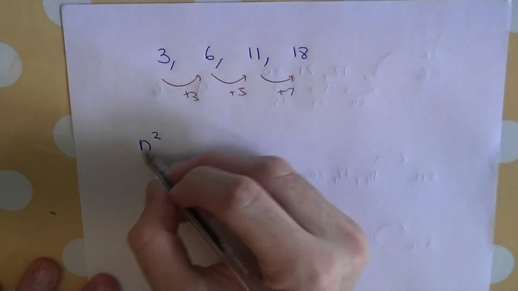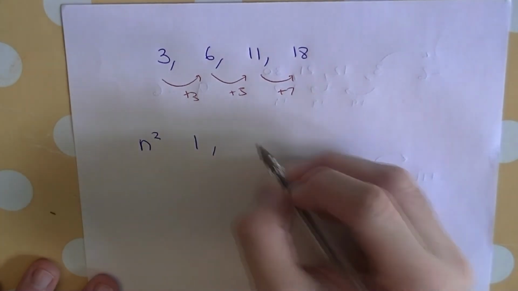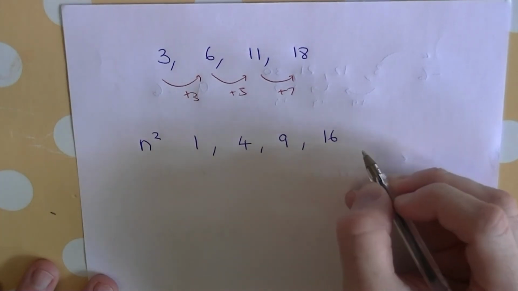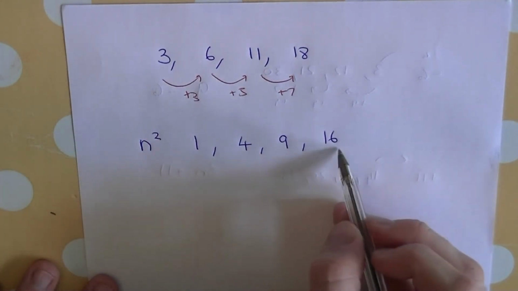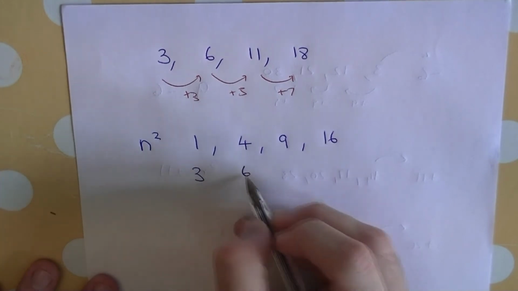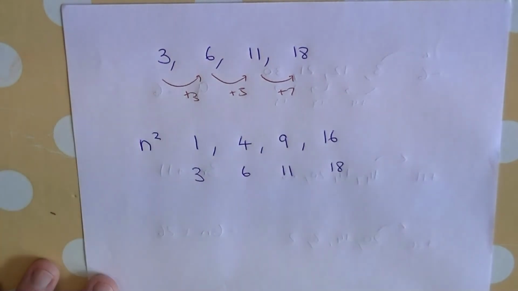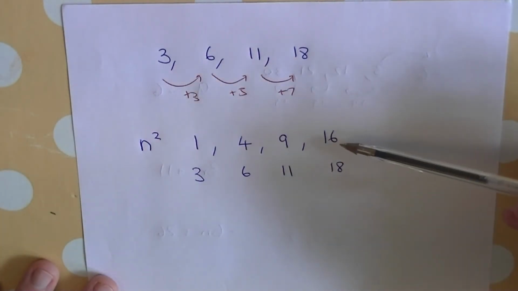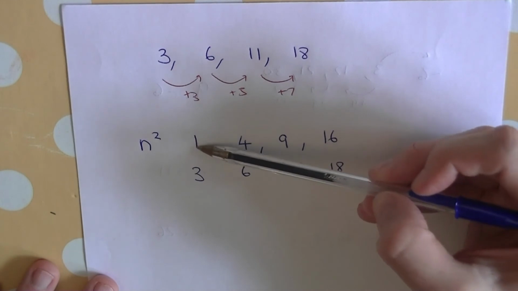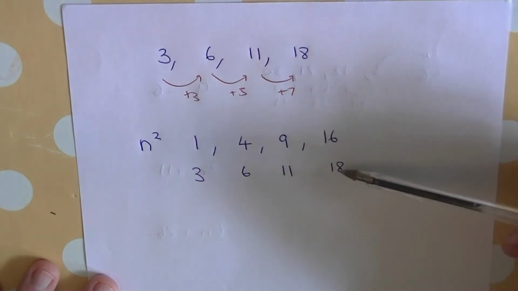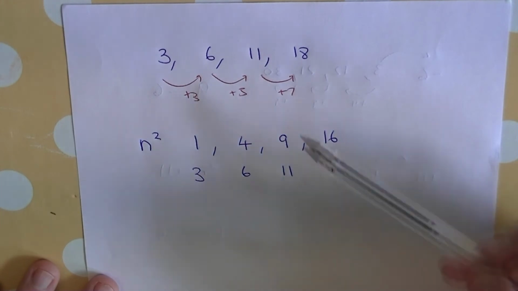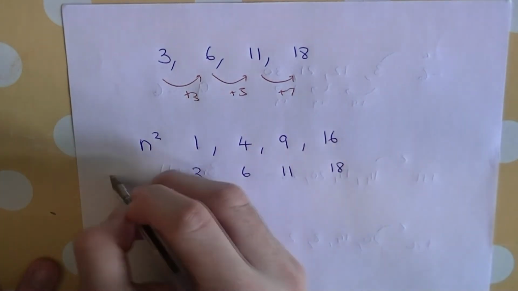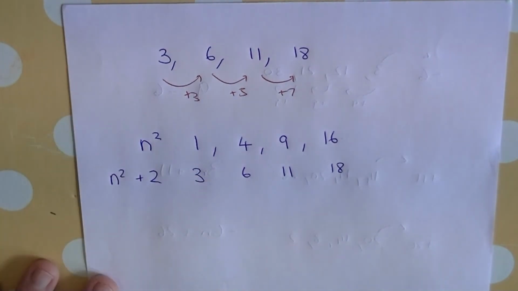Okay, the first term would be 1 squared, 1 times 1, 2 times 2, 3 times 3, 4 times 4, etc. So if it were the n squared sequence, it would be this, but my sequence is 3, 6, 11, 18. Then look at what I have to do to these numbers to make these numbers. How can I make 1 to 3, 4 to 6, 9 to 11, 16 to 18? All of my numbers in my sequence are 2 more than what the n squared sequence would be. So my sequence is n squared plus 2. Hopefully that makes sense.